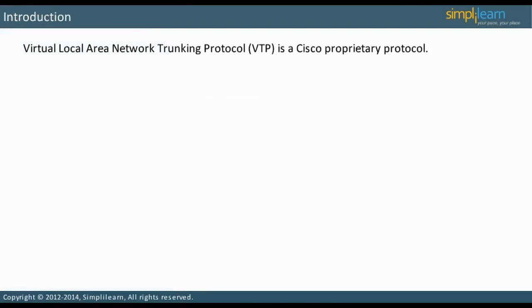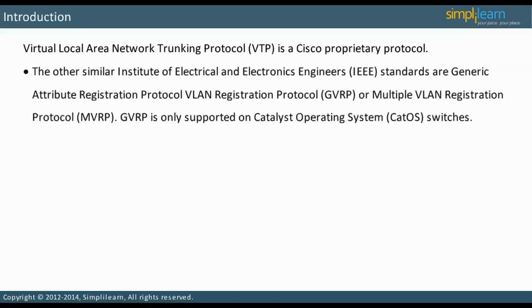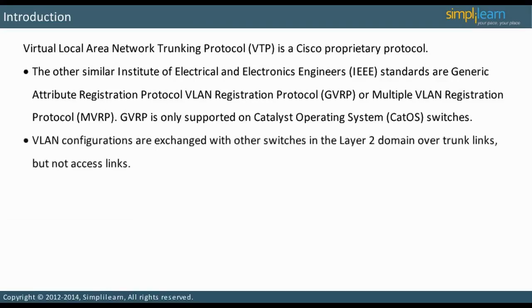Virtual Local Area Network Trunking Protocol, or VTP, is a Cisco proprietary protocol. Other manufacturers may use GVRP or MVRP for the same purpose. GVRP is supported only on Catalyst Operating System (CatOS) switches. CatOS is another Cisco operating system. VLAN configurations are exchanged over trunk links to connected switches at Layer 2. This particular task can be accomplished with VLAN Management Policy Server, VMPS, but it is rarely used.